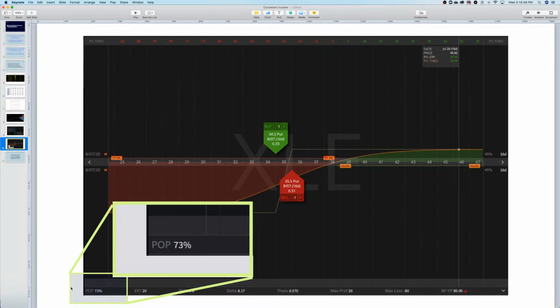You might not think that that's very high. It is pretty high. If you traded with a 73% probability of profiting on all your trades, you'd be doing pretty good. Now, this is holding it until expiration. We never hold till expiration. And by holding it a shorter period of time, you actually increase this probability of profit dramatically.